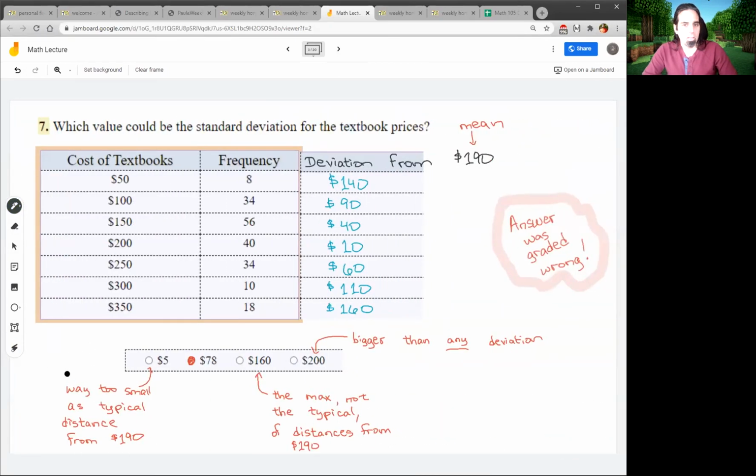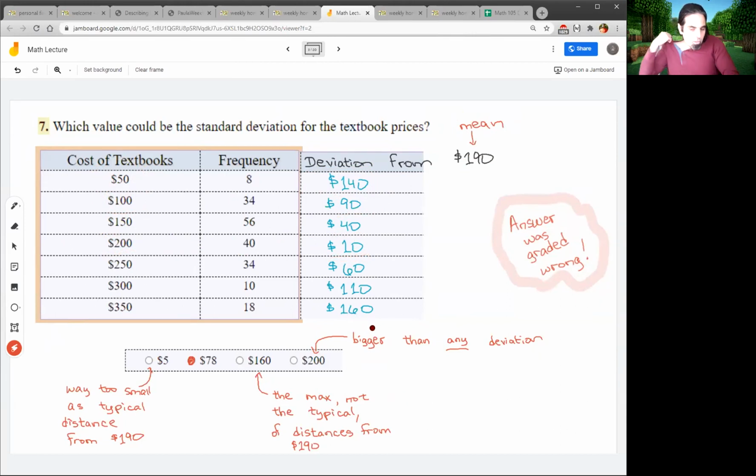Okay, the last one, the standard deviation. Deviation, without the word standard in front of it, is how far away these numbers are from the mean, which was 190. So anything that was a 50 is $140 away from the mean. 190 minus 50 is 140. Anything that was 100 was $90 away from the mean. The ones that were 150 were pretty close. They were only $40 away from the mean. The ones that were 200 were even closer. They're only 10 bucks off, and so on.